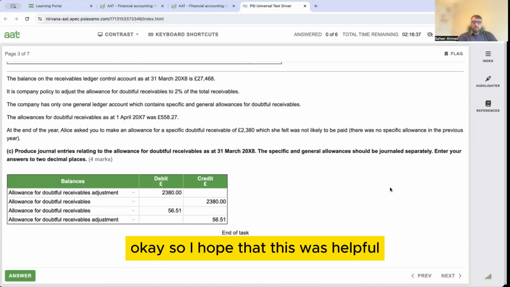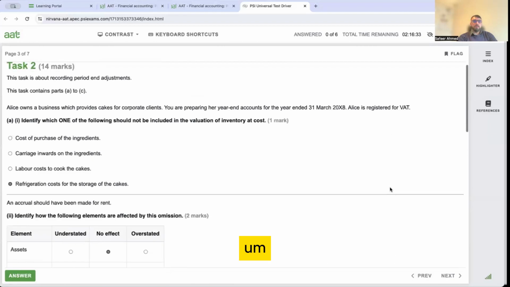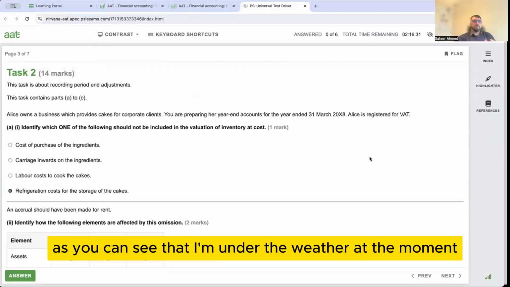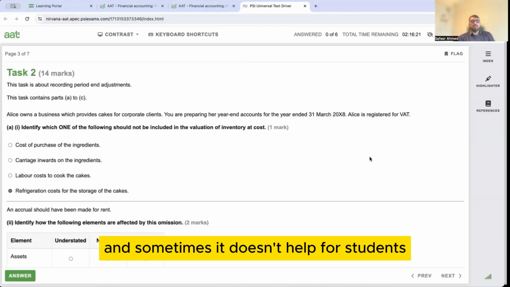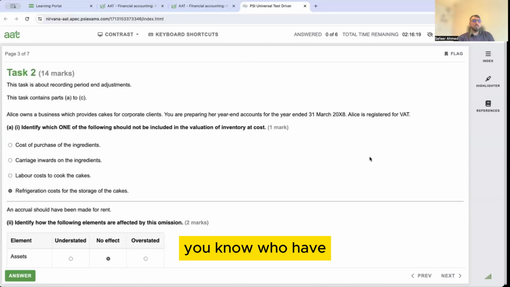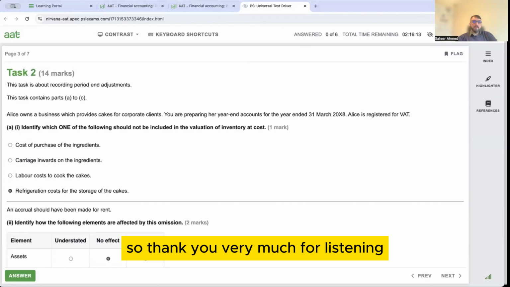Okay, so I hope that this was helpful. I do apologize, as you can see that I'm under the weather at the moment, but I thought I would still continue making videos because otherwise I'm just delaying it, and sometimes that doesn't help students who have, for example, lined up an exam, and this might be helpful for them. So thank you very much for listening, and I will be back with another video.